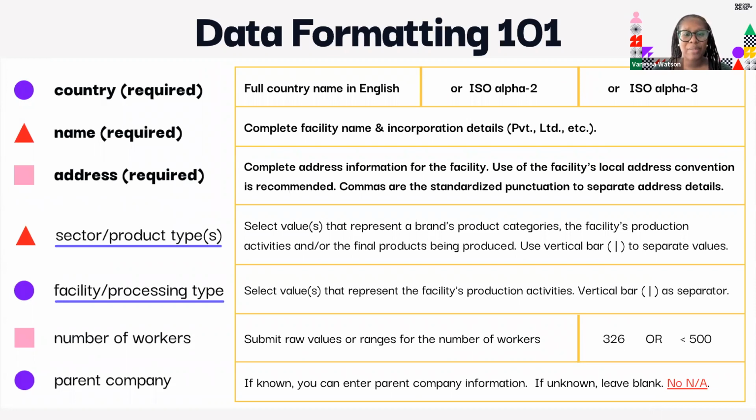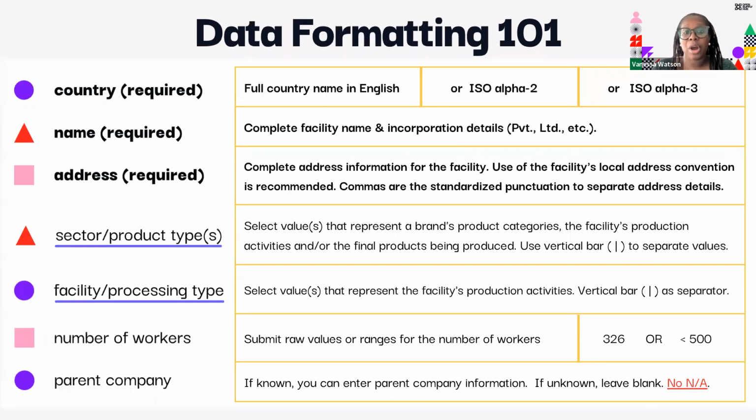and parent company. The format for these fields has some specific detail, and so I'm going to go over that now. For our country, we require that the name be in English, but you also can submit either the ISO Alpha 2 and ISO Alpha 3.